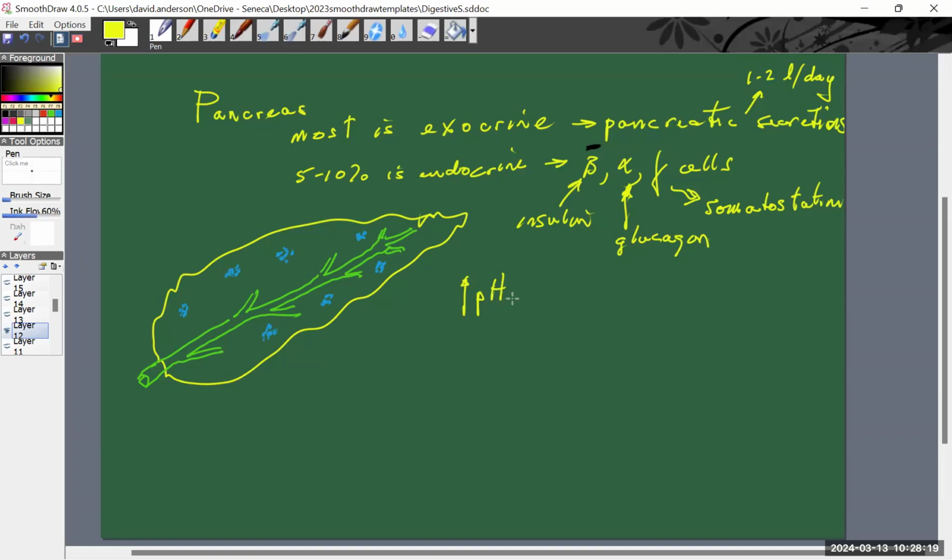So this pancreatic juice is alkaline. It's got obviously water and electrolytes, like all of our water solutions are going to have. And then it's going to have enzymes. And these enzymes have names like pancreatic amylase. So that's working on what type of organic compound?